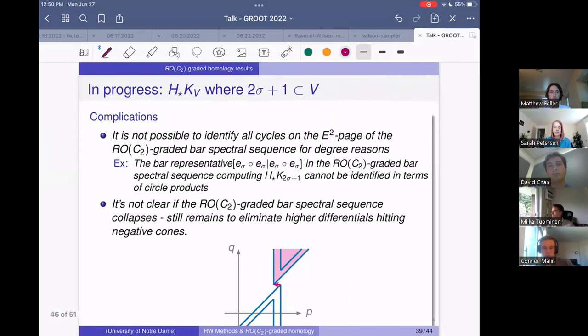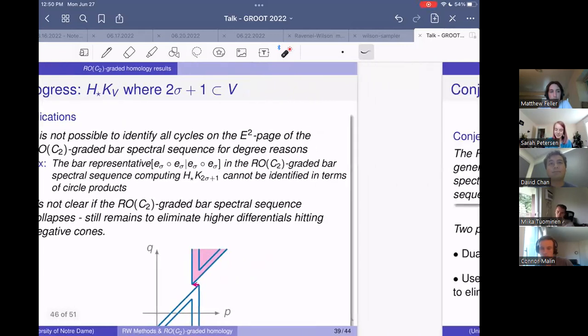Well, so far I've encountered a little bit of a complication in doing that, in that on the E2 page, it's no longer true that all of the elements that come up in the Tor term are identifiable in terms of circle products. And this is true for degree reasons. Also, it's not yet totally clear if the spectral sequence collapses. So the only possible thing would be some differentials maybe hitting negative cones. So these cases are a little bit less clear at the moment.